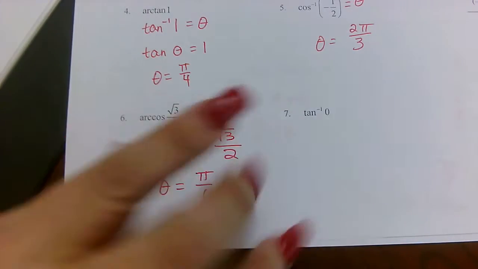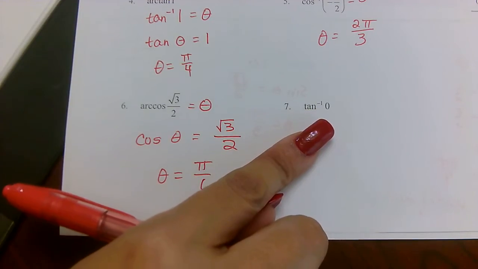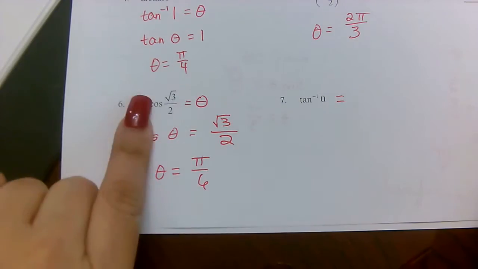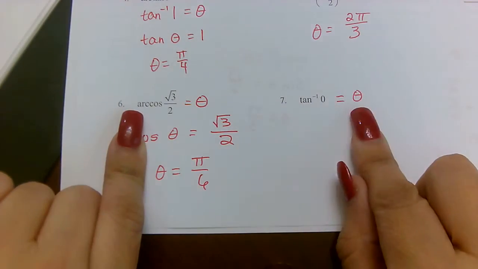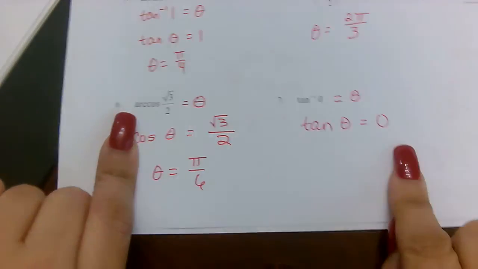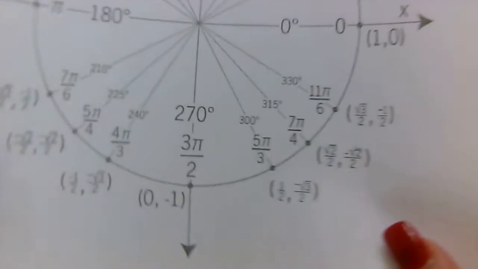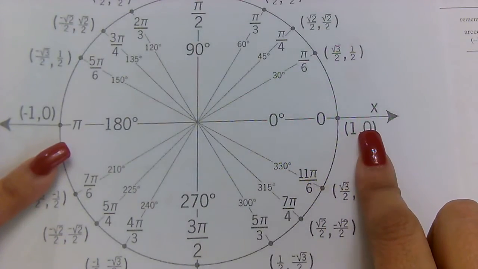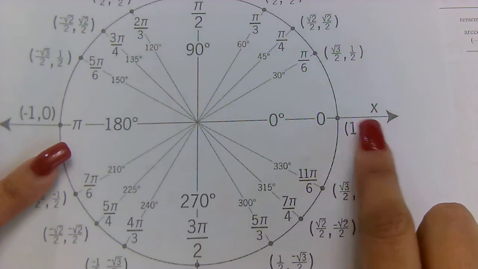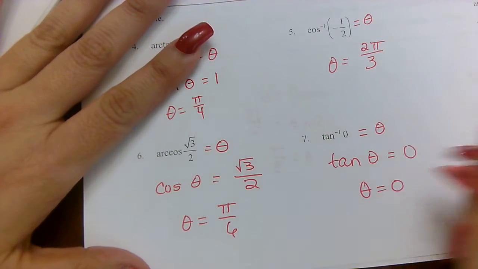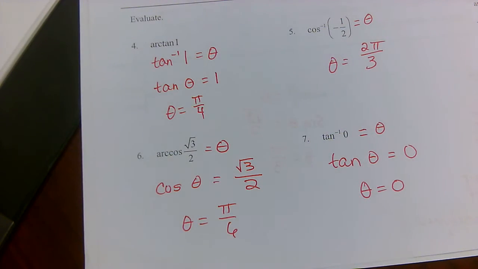The last one we have listed here is arc tangent of 0. Remember, anytime you see the negative 1 or the arc, that is looking for a theta. So tangent of theta is equal to 0. Where is tangent equal to 0? If you look at your unit circle, tangent is equal to 0 here. Remember, tangent is y over x, so this is 0 over 1. So theta is equal to 0.